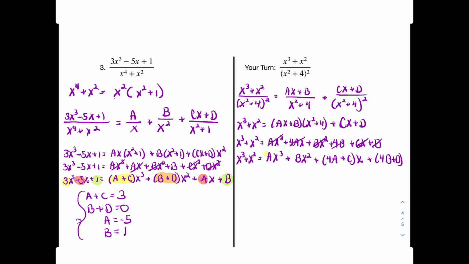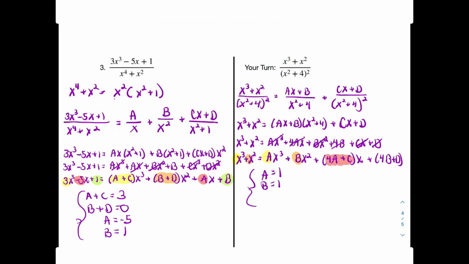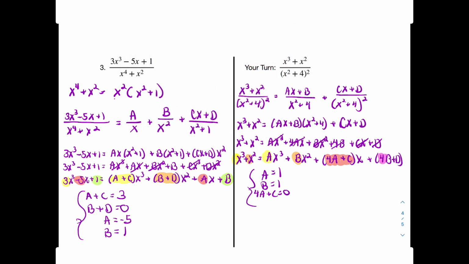Now I'm ready to make my system of equations. My coefficient of the x cubed on the left-hand side is a, on the right-hand side is 1. Coefficient of the x squared term is b on the left and 1 on the right, or vice versa. And the coefficient of my x term is 4a plus c, and there's no x term on the other side, so I set that equal to 0. And my constant term's coefficient is 4b plus d, and again, there's no constant term on the other side, so that's also set equal to 0.